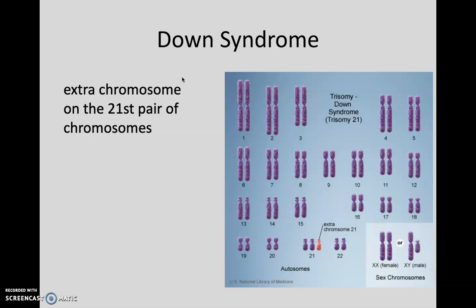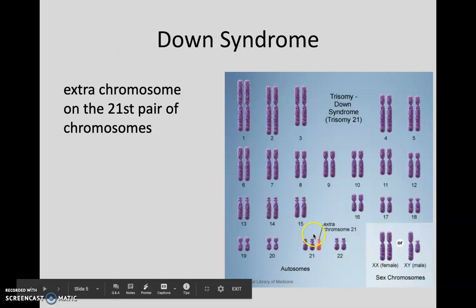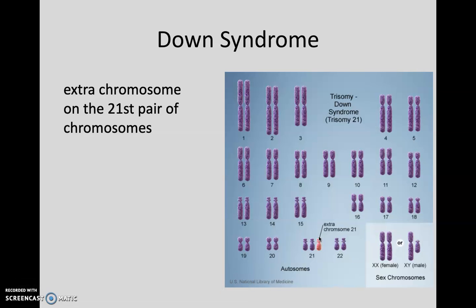Now, we do know of a genetic condition known as Down syndrome. Down syndrome shows us that we have an extra chromosome on the 21st pair. That 21st pair has the extra chromosome, resulting in a total of 47 chromosomes, and that is the cause of Down syndrome.